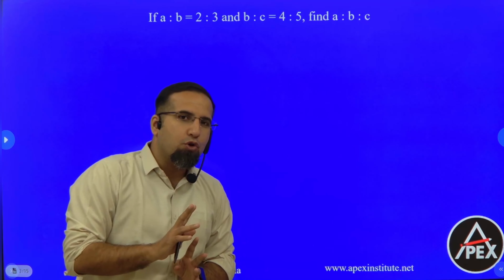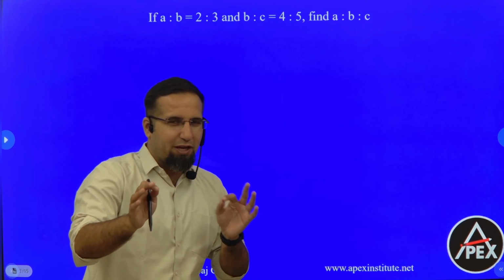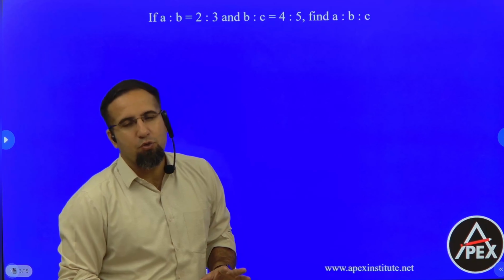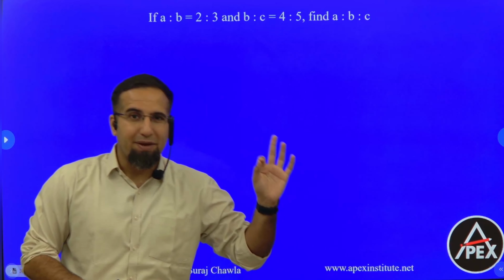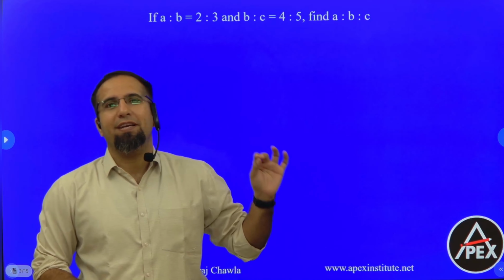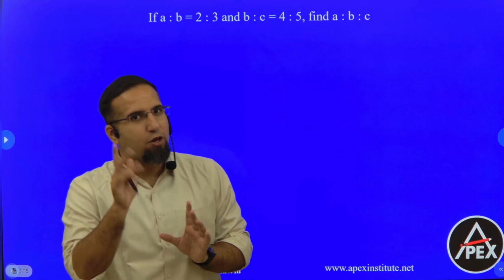And point number 2, the repeated term should be numerically same. Now, if they are numerically same, then we can always merge two ratios, right? So please remember two simple concepts. 1, the repeated term should be there. 2, the repeated term should be numerically same. Right, so this is a mathematical way. I'll also tell you a shortcut to this.